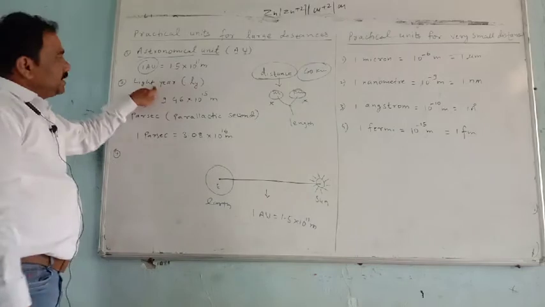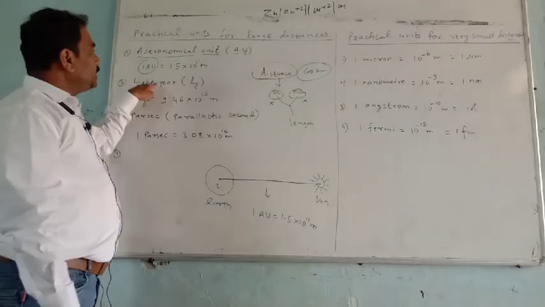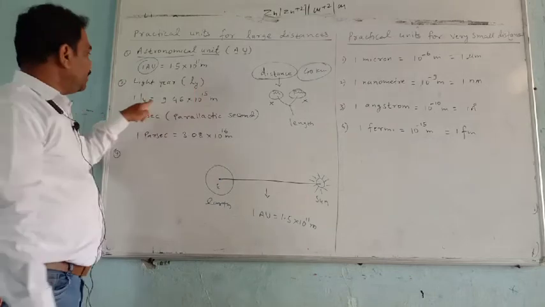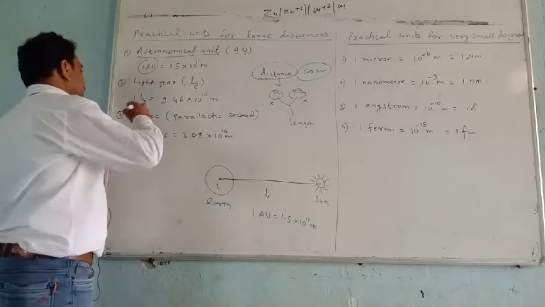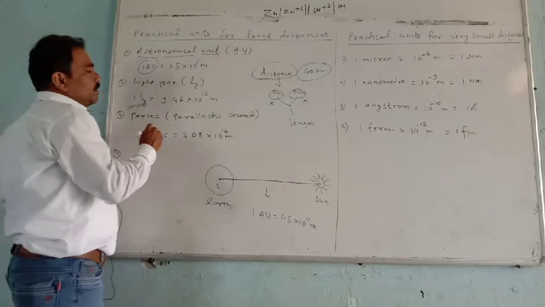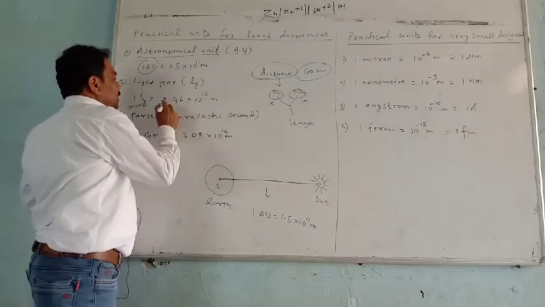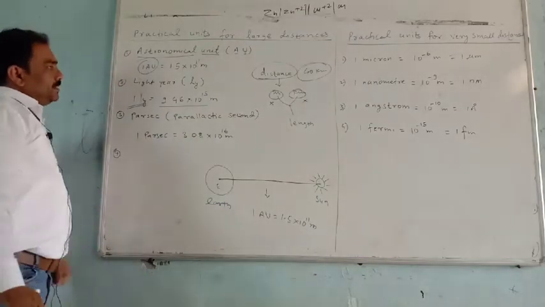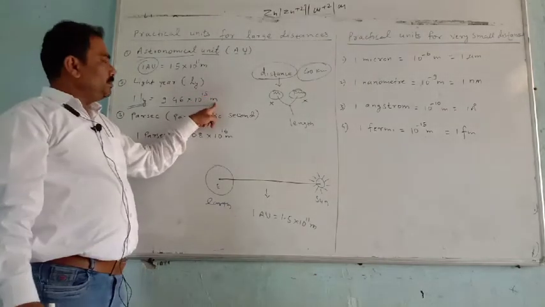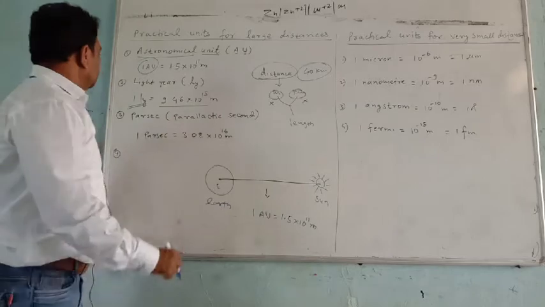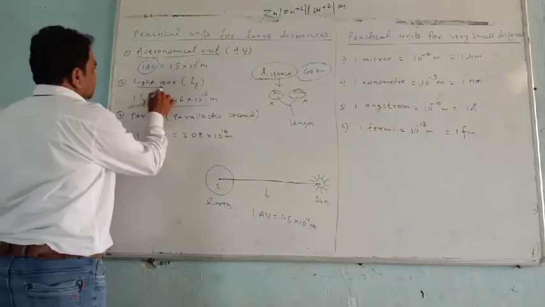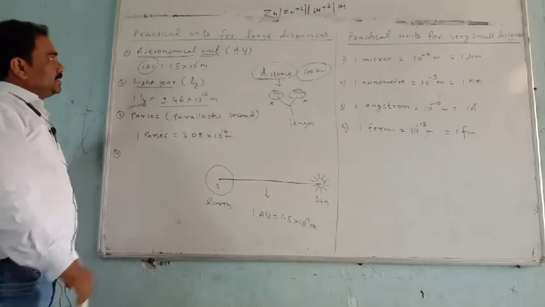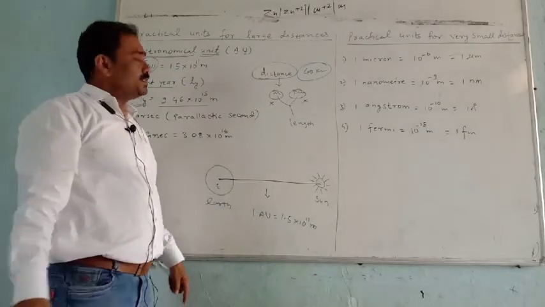Now the next one is the light year, which is represented by Ly. Ly means light year. So 1 light year means how many meters? 1 light year is equal to 9.46 into 10 to the power 15 meter. See, these are large distances, light year as well as astronomical unit, and they are measured in different units.